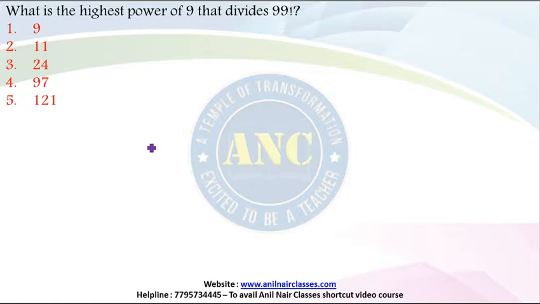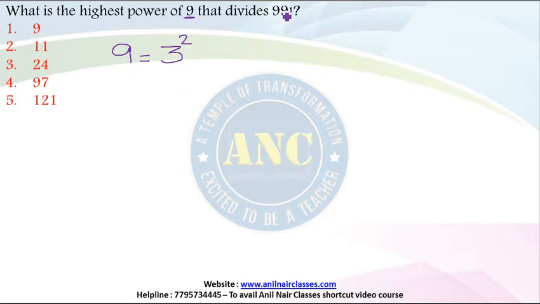Please see the next question. Your question is, find the highest power of 9 in 99 factorial. 9 is not a prime number. Express it as prime base. 9 can be written as 3 into 3, or it can be written as 3 square.